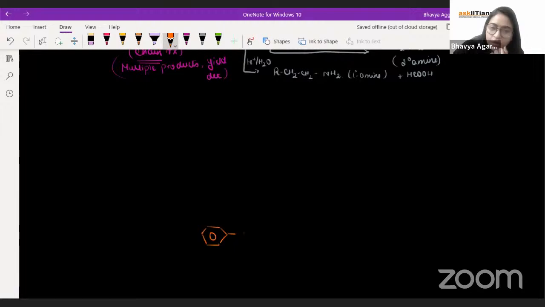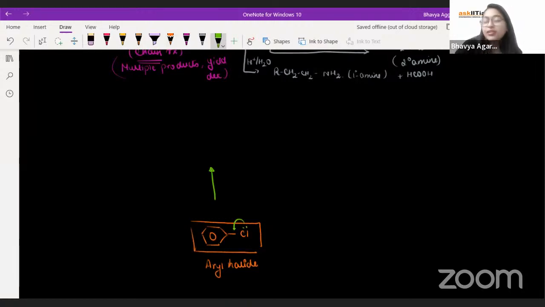For example, if I talk about chlorobenzene, this is my haloarene. And indeed, it is resonance stabilized. So these are very common reason-based questions. Be it aryl halides or vinyl halides, nucleophilic substitution is not a very common reaction for them.